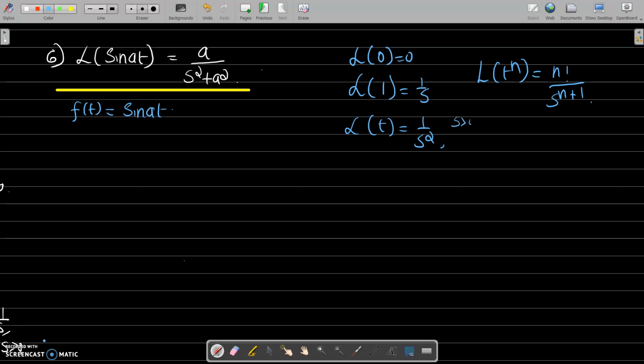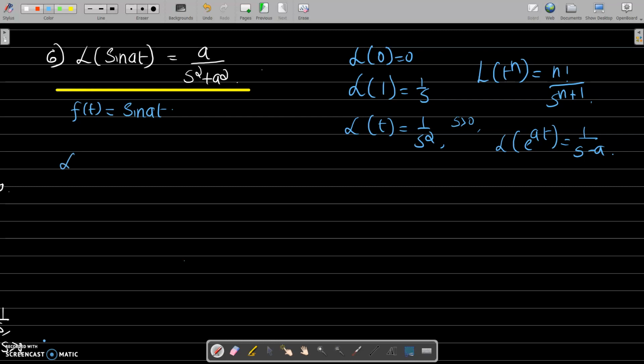Here s is greater than 0, okay? And also Laplace transform of e raised to at is equal to 1 by s minus a. These results we have discussed in the last class. So in this lecture, I would like to explain what is Laplace transform of sine at. So we have f of t is equal to sine at.